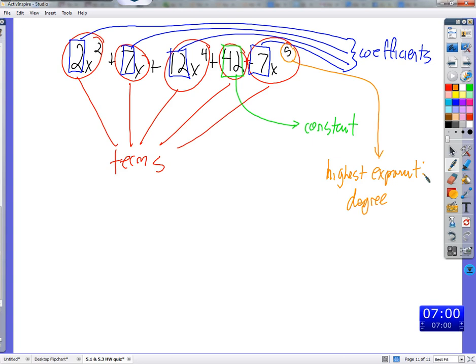Now if you look at the term that has the highest exponent, its coefficient is a special coefficient. Not because it's negative, but because it's with the highest power. So it's the coefficient of the variable that has the highest power in the polynomial. That special coefficient is called the leading coefficient.